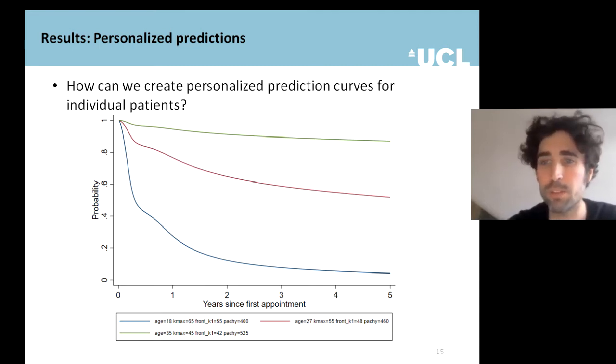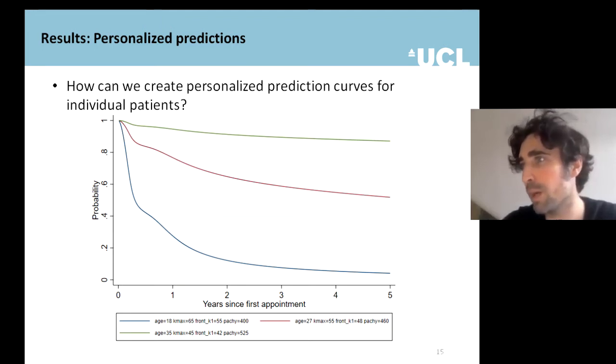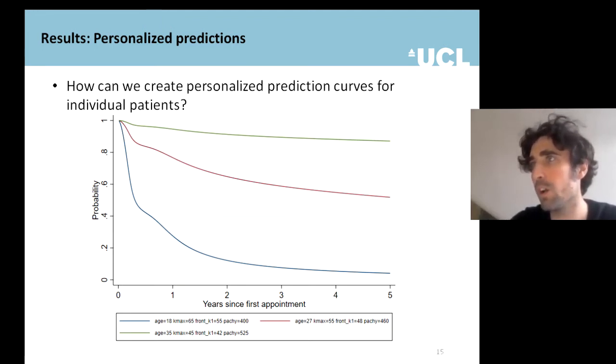In order to show an example of this, I created 3 hypothetical patients. I've got a low risk patient in green, a medium risk patient in red, and a high risk patient in blue. The green patient is relatively old for keratoconus. It's age 35. Its cornea is not particularly steep, just 45. And the thickness of the cornea is relatively thick. So this person would be considered to be low risk.